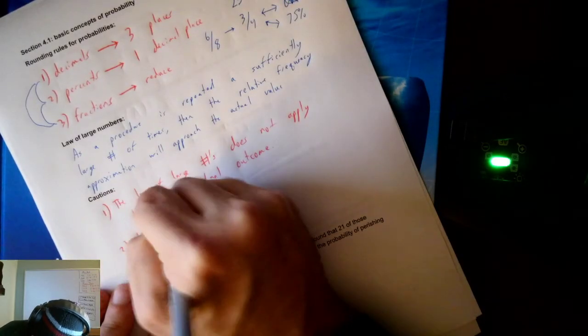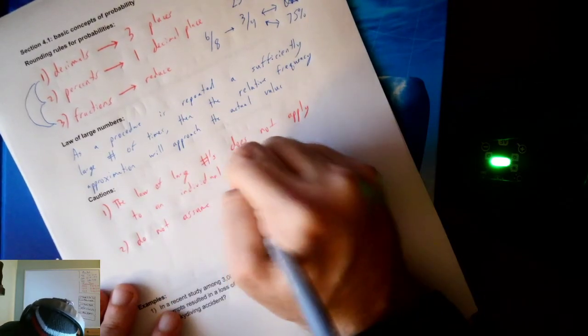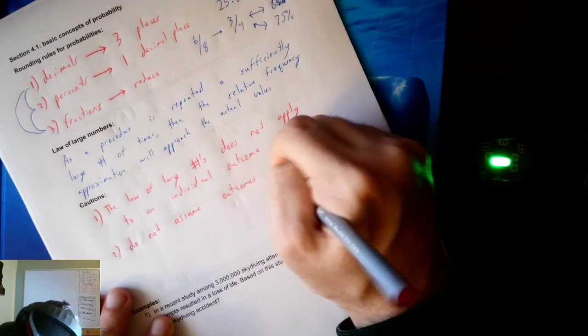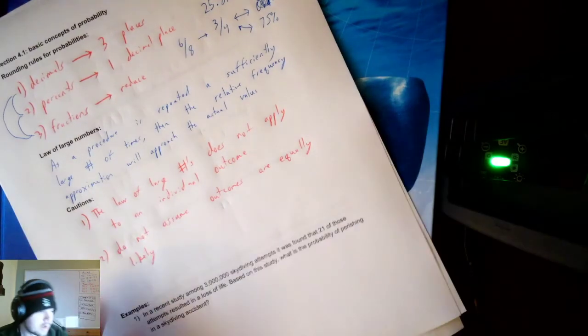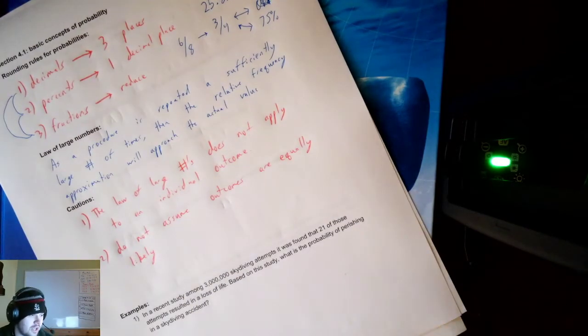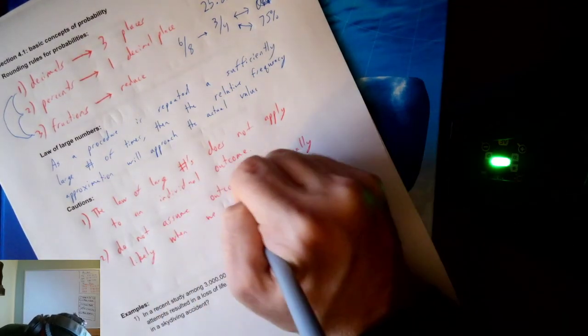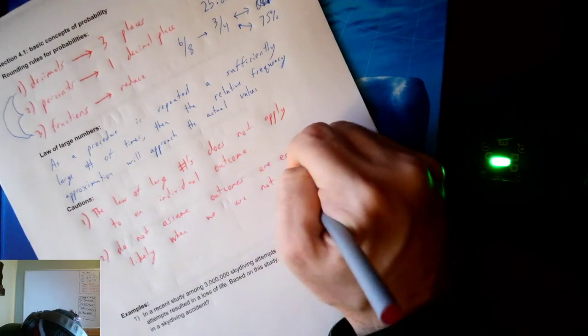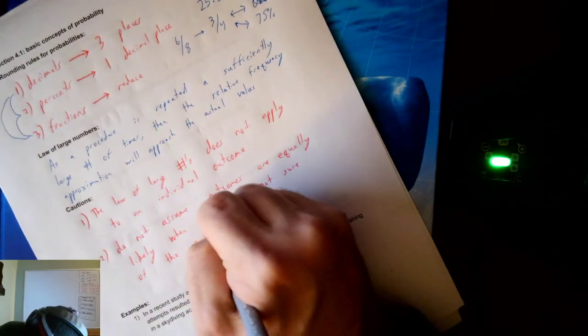Now, the second caution. Do not assume outcomes are equally likely unless you know. If we don't know, do not assume outcomes are equally likely when we are not sure of the probabilities.